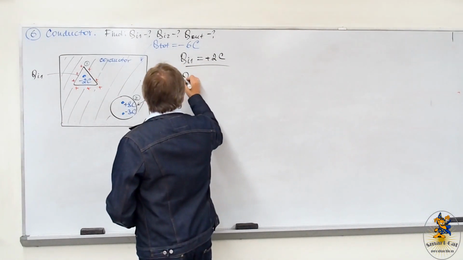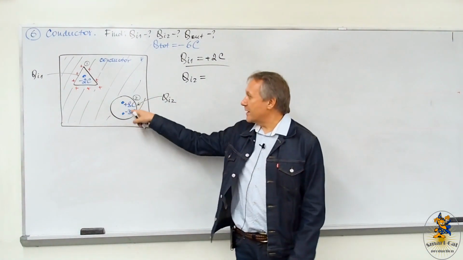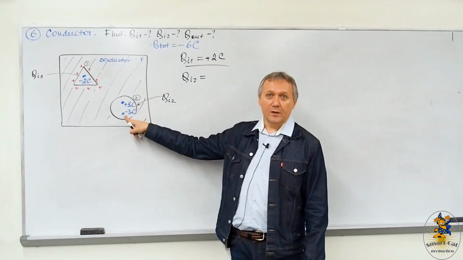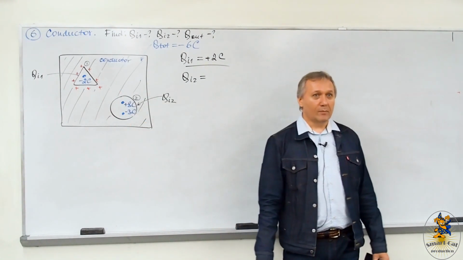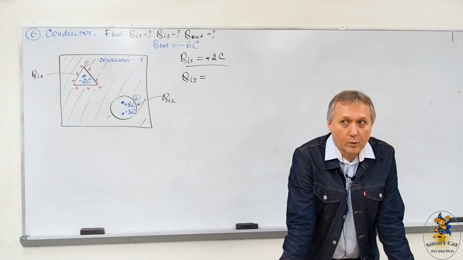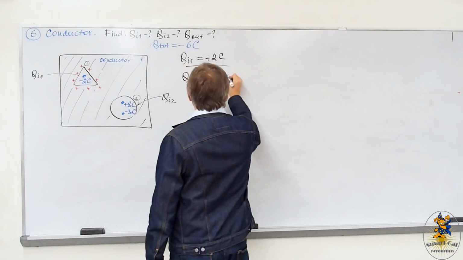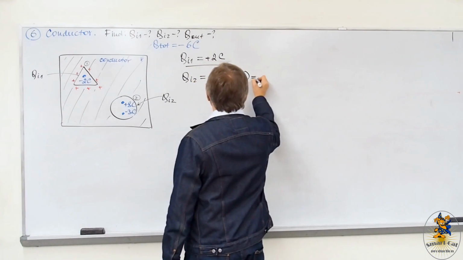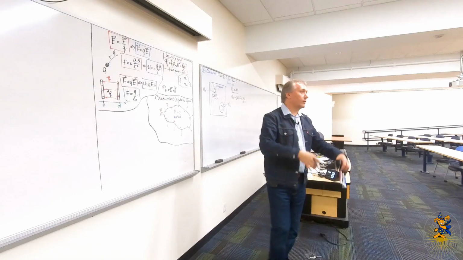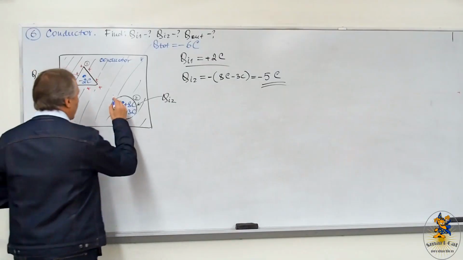Then, QI2. So the net charge inside will be what? Plus 8 minus 3, it will be plus 5. So it means that negative charge will be induced. Minus 5 coulombs will be induced on the inner surface of the second hole. So QI2 will be minus 5 coulombs. Negative charge, so electrons will actually run to the inner surface. So over here we're going to have negative charges.